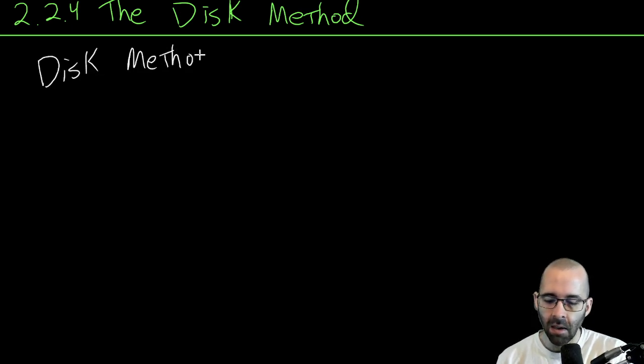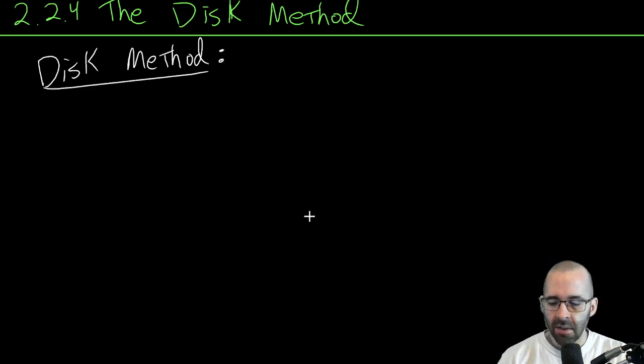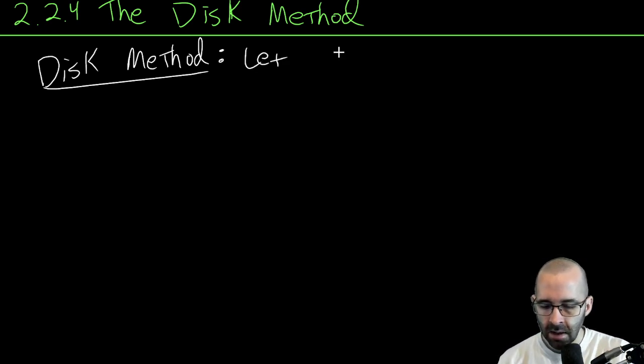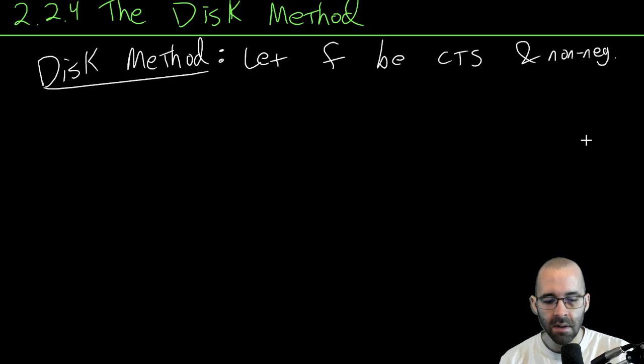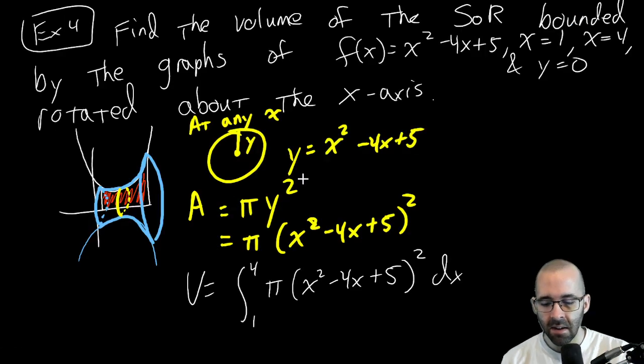You don't even need this because you've already been doing it. And there's a lot of requirements, so I want to talk a little bit about each of these as we're introducing them, okay? Let f be continuous and non-negative. So let's start with that. Why is that necessary?